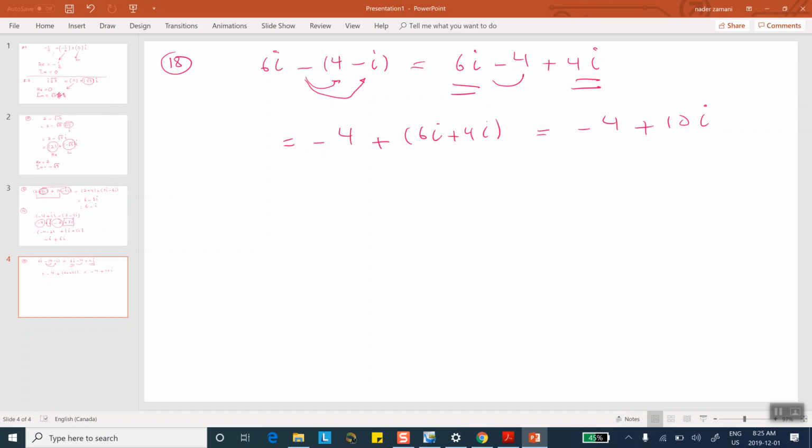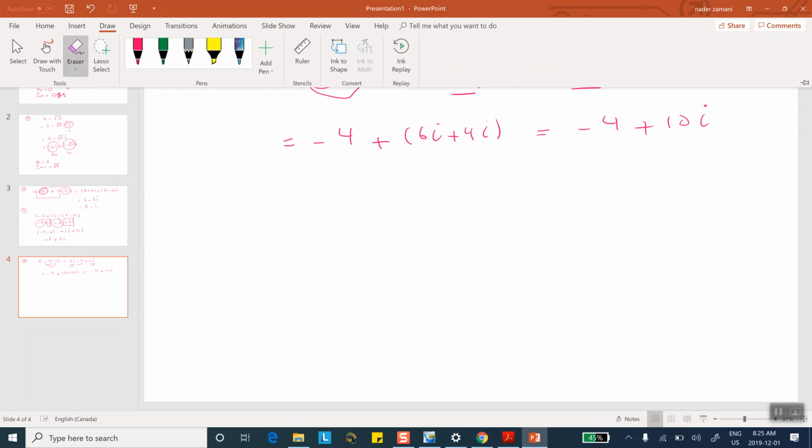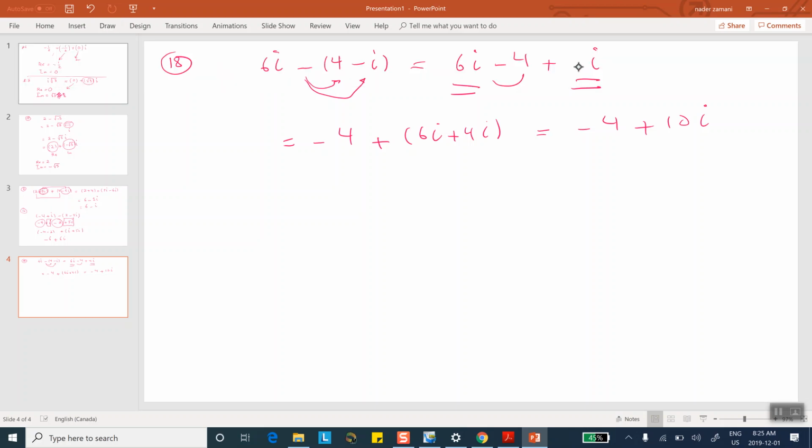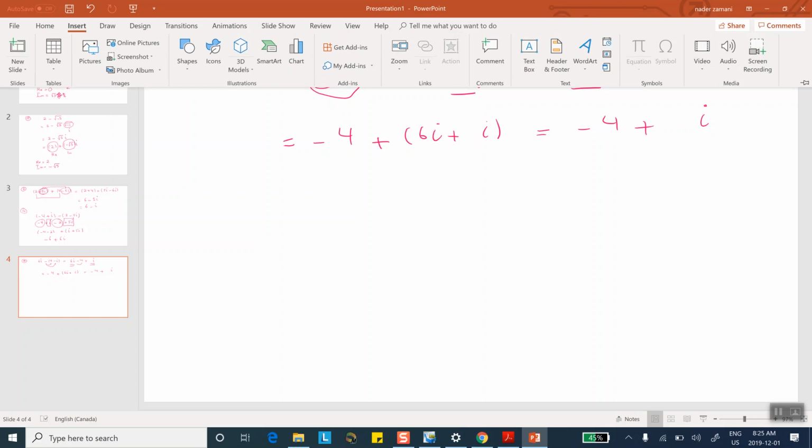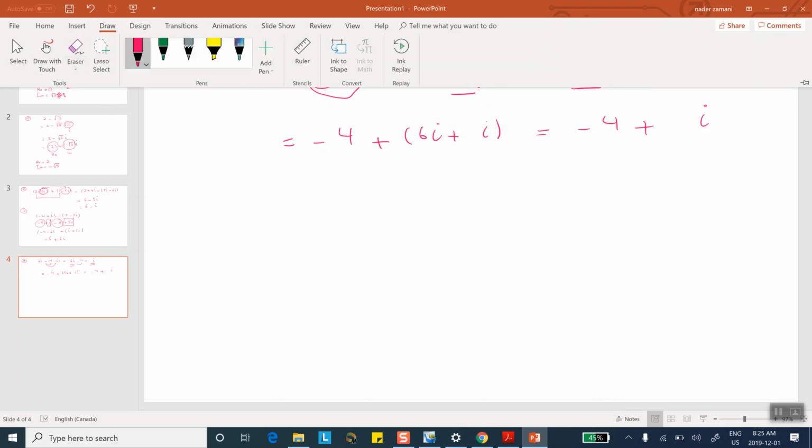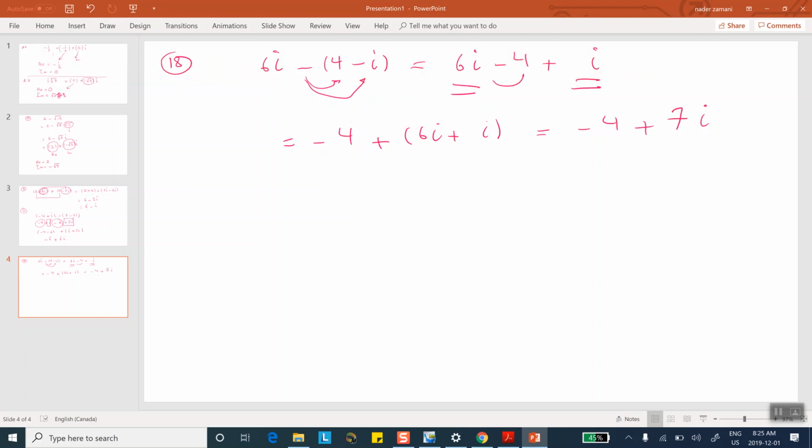Oh, big mistake. Big mistake, guys. Wait. This should not be here. There's no 4 here. When you FOIL the minus sign into this, it is going to be that, which means this is not going to be here, which means this is going to be a 7. There. 7. Okay? 6i plus i is 7i. Hopefully I didn't make another mistake. I don't think I have.